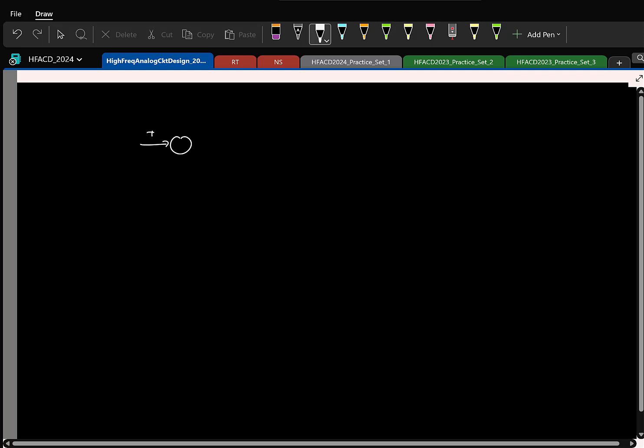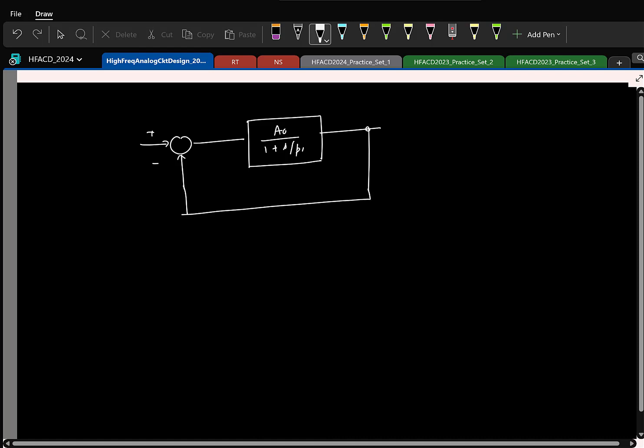So now let us say I take this first order system and put it in negative feedback, and let's say the feedback is unity feedback. So there is no feedback factor here. And let us say I apply a step at the input.